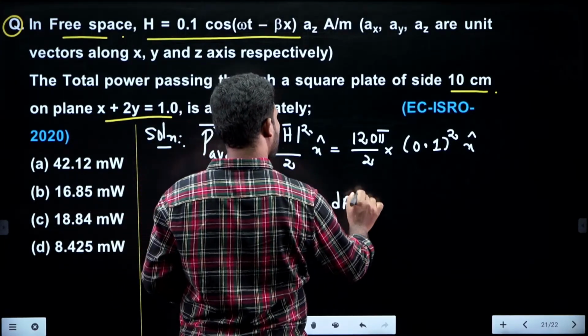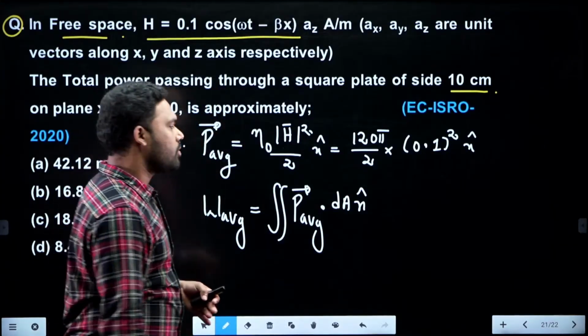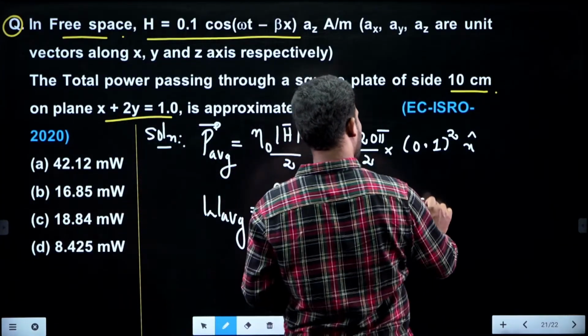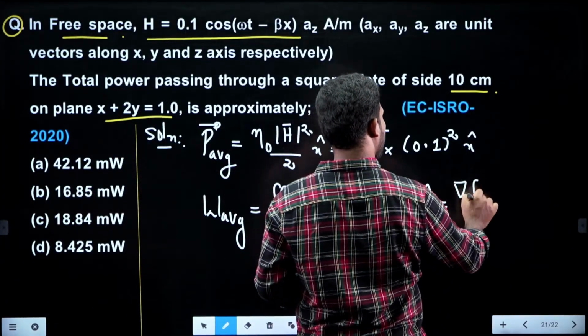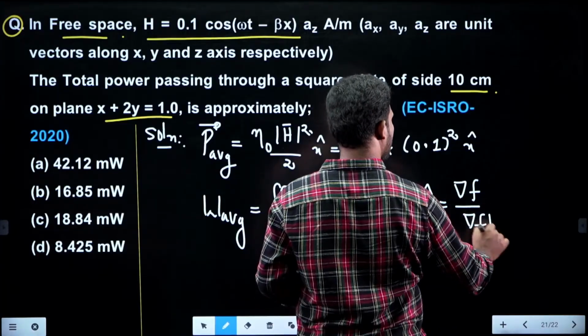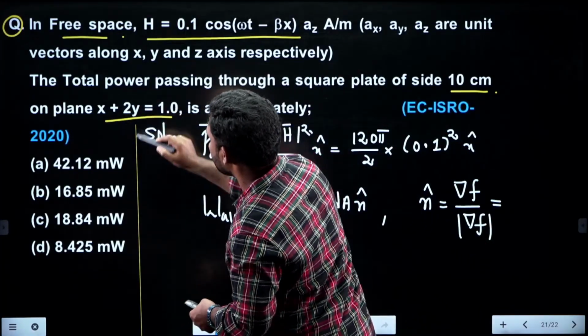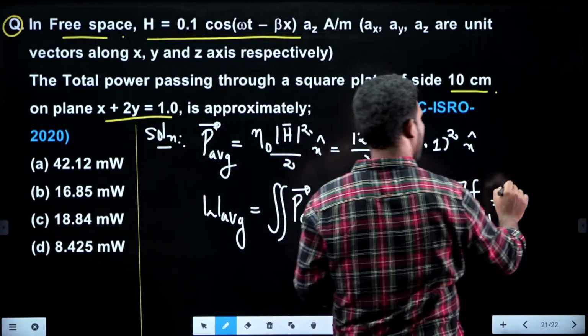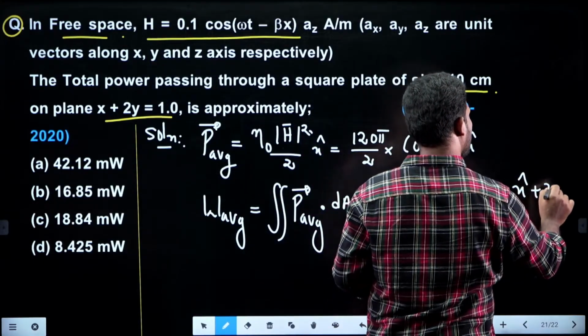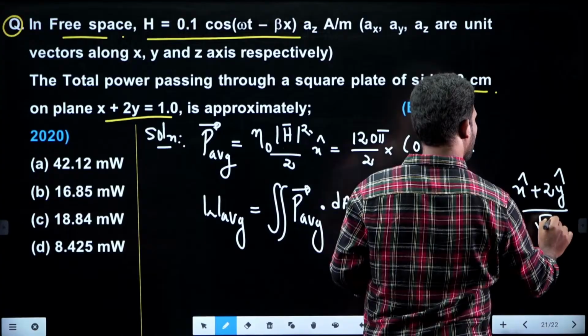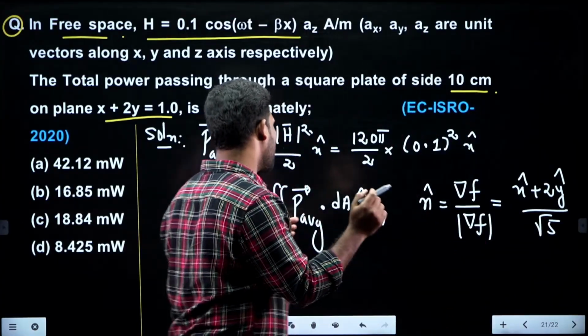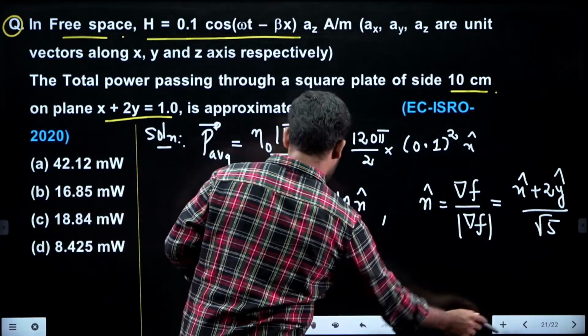Remember, area direction is the normal direction. Then how do you find out the normal to the given plane? Normal is equal to gradient divided by its magnitude. So what is the gradient of this one, guys? The gradient is x cap plus 2 y cap. Its magnitude is square root of 5. Bring everything and substitute there, perform the integration. So W average.